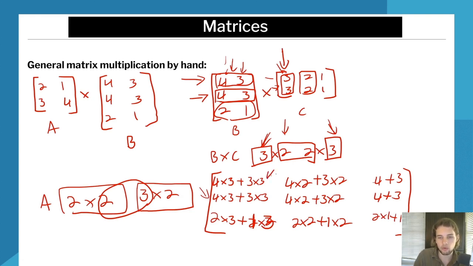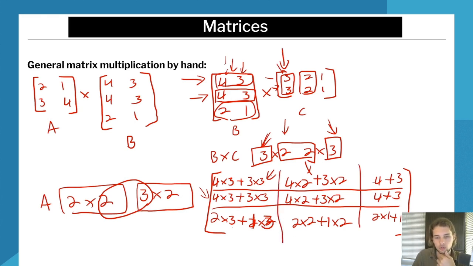We would go through and actually figure out the result of each of these. And then we have our 3 by 3 matrix result. So that's our general process, and you can follow this process for any size of matrix.